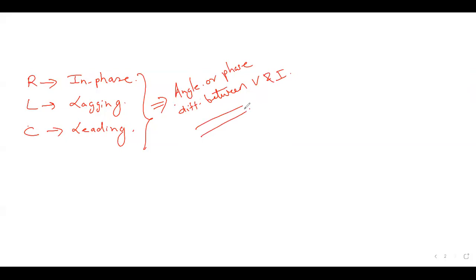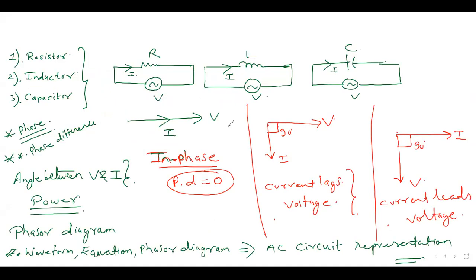One thing more I could have written here also. I'll use a different color. When we talk about the equation for the resistor case, it was, for example, V is equal to Vm sin omega t. So current was also coming as I equal to Im sin omega t. You can see the angle is omega t in both places, so the phase difference will be 0.